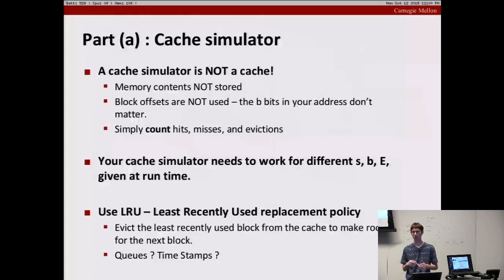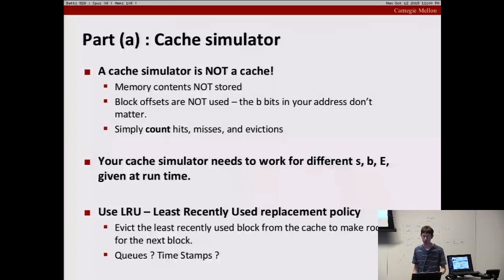You will be implementing this cache simulator to work for different numbers of set bits, block bits, and lines per set. Those are parameters that are passed in to the program. However you write it, it has to handle whatever inputs it's given and do the correct thing for those on that run.